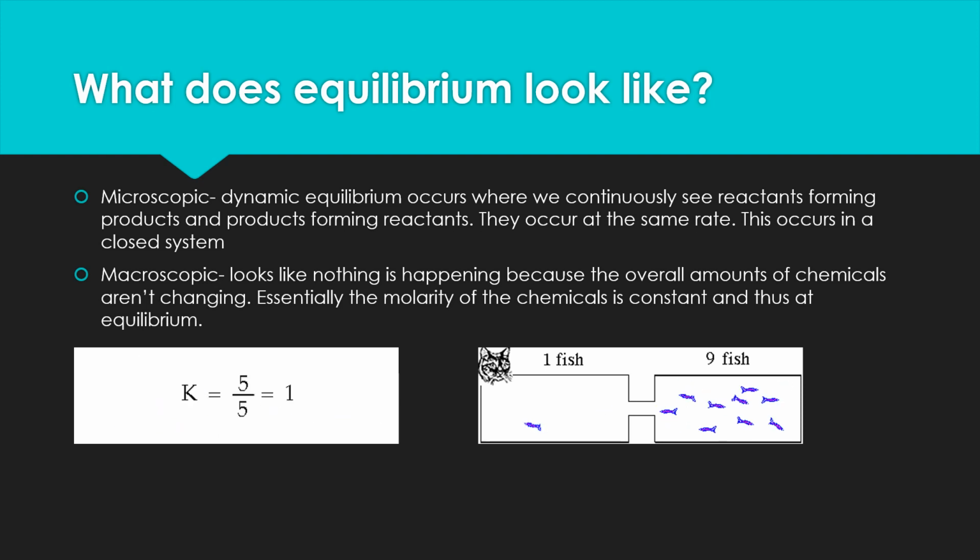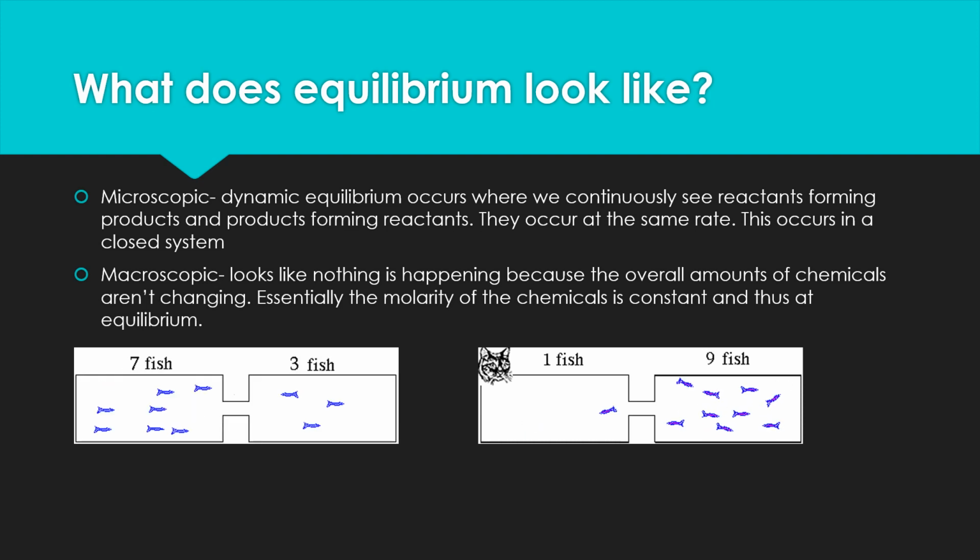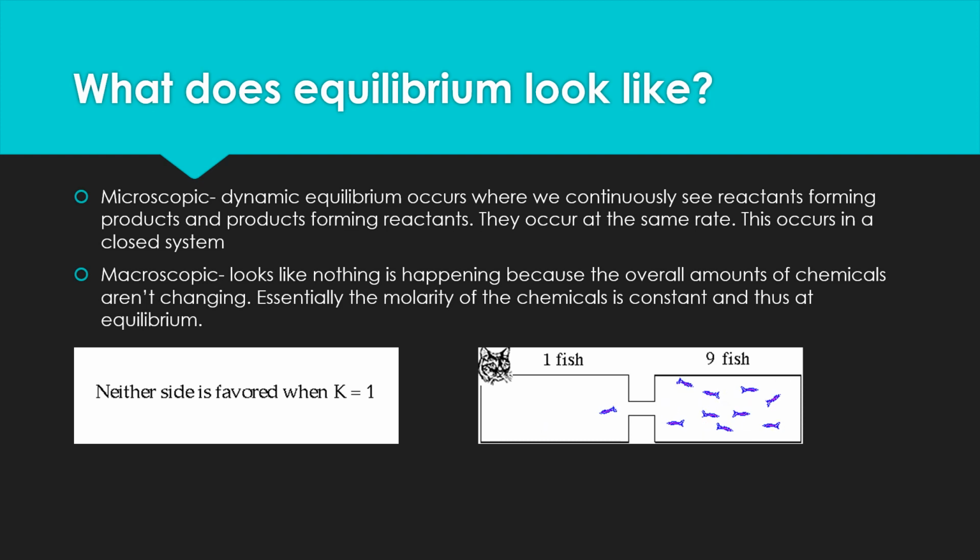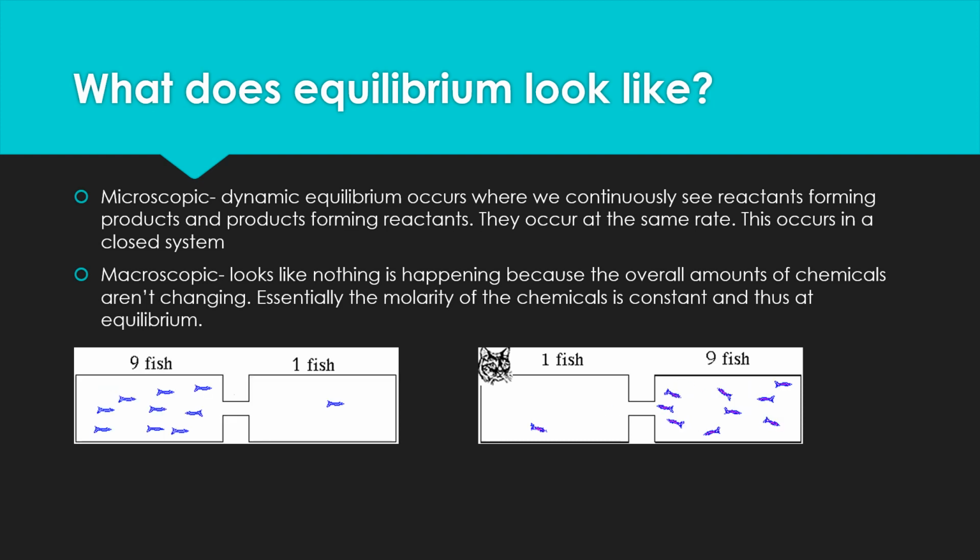So the cat is scaring off the little fish. So in this one, we reach an equilibrium where only one fish occurs on the left side and 9 stay on the right side. So that's our new equilibrium. We're seeing that the amount of chemical, or amount of fish in this case, is not changing over time. The amount of fish going from the left side to the right side is the same as the amount of fish going from the right side to the left side. They're exchanging back and forth, so it's occurring at the same rate.